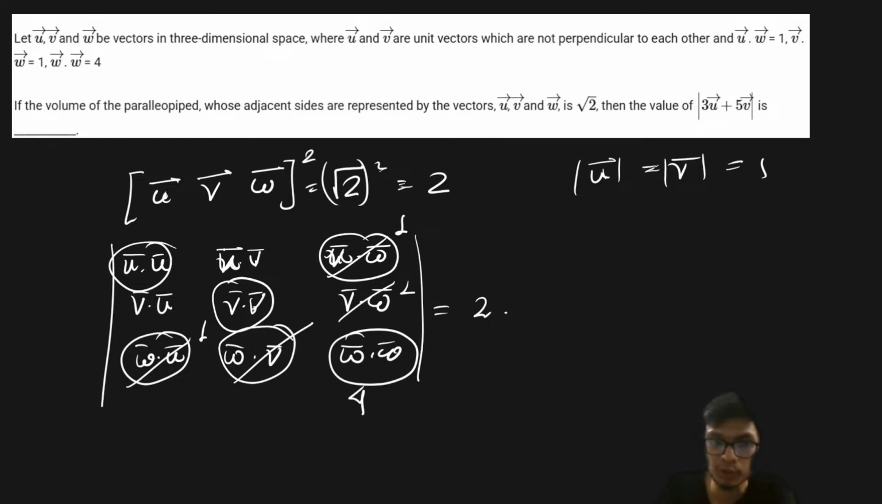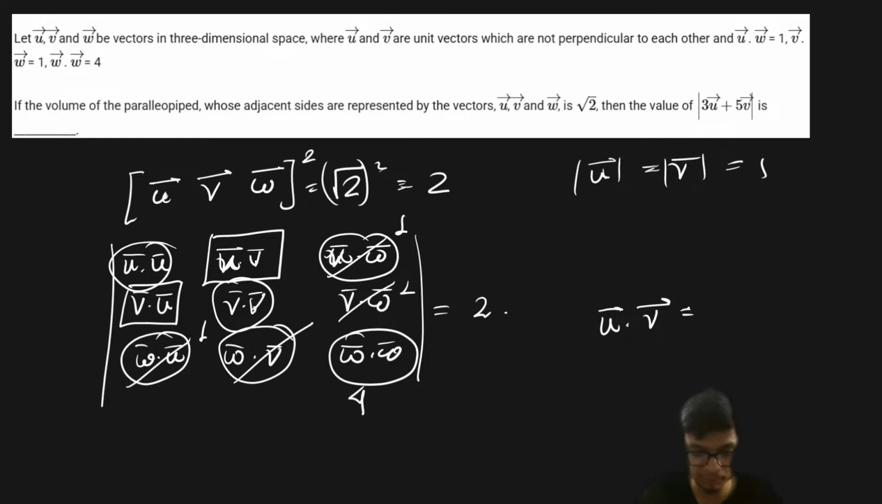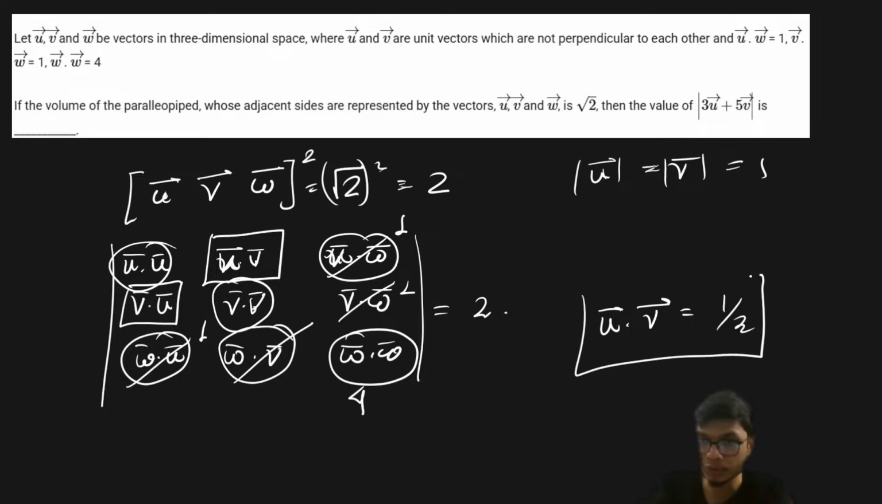So from all these results, what you have to find out is u dot v. If you solve for u dot v, the result is very simple. You are going to get the result as half. So u dot v is going to come out as half. Now since u and v are given as unit vectors, you can also find the angle, right?